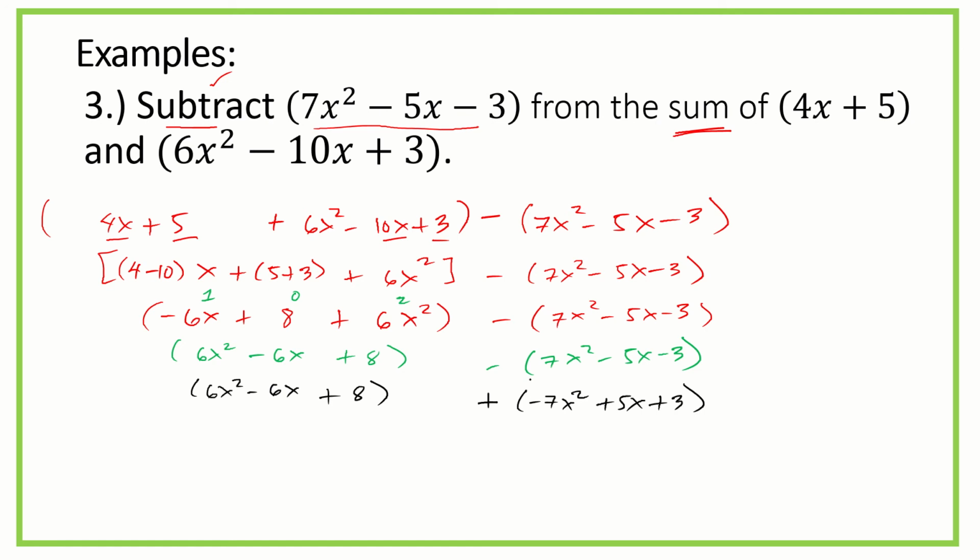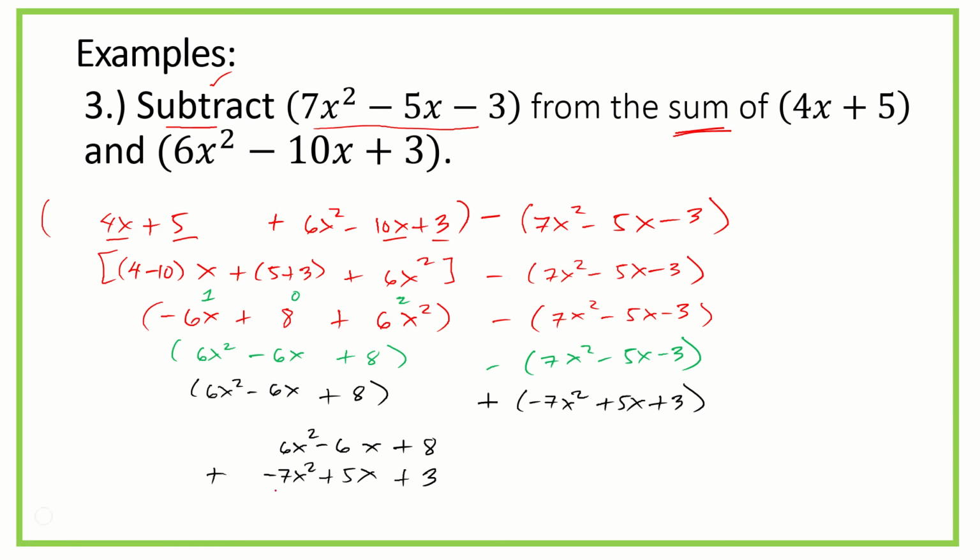Then we add. It's up to you whether horizontal or vertical. In my end, I will use vertical. So just copy 6x squared minus 6x plus 8. Then, first term of our polynomial here is negative 7x squared. These are like terms with this, so we need to align them. 5x, so that's positive 5x. These are like terms because they have the same literal coefficient, x. 3 is just a constant term similar to 8. So we put it here below.